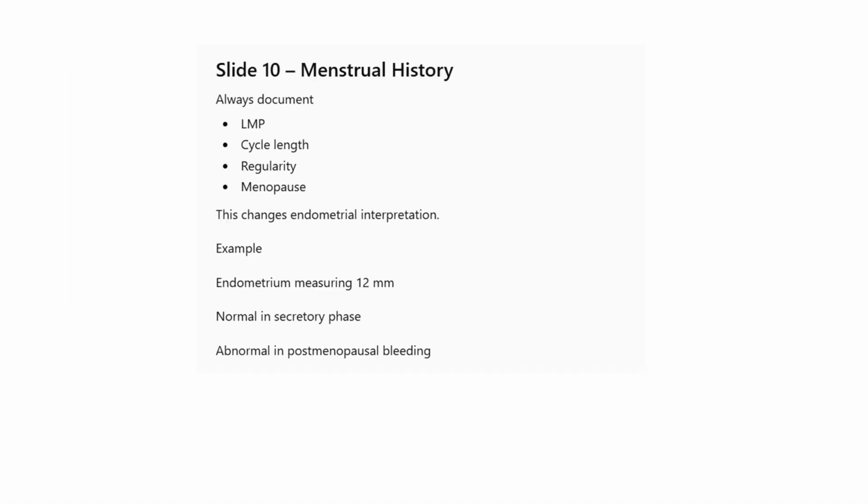with a previous ectopic pregnancy, there is very high suspicion for recurrent ectopic. The menstrual history: you must always document the LMP, cycle length, regularity, and menopause. These change endometrial interpretation. For example, an endometrium measuring 12 millimeters is normal in the secretory phase but abnormal in post-menopausal bleeding.